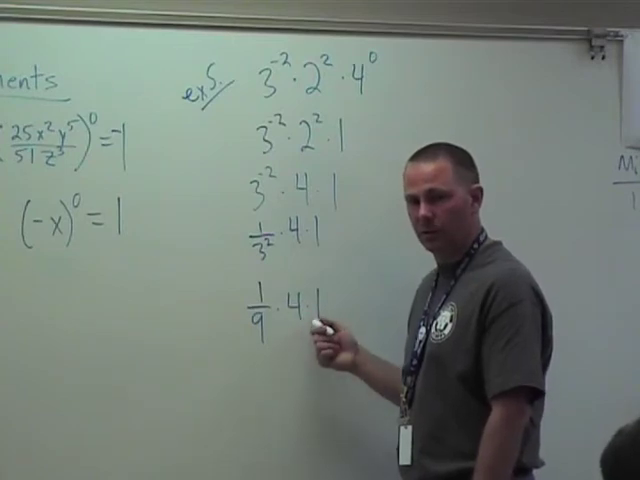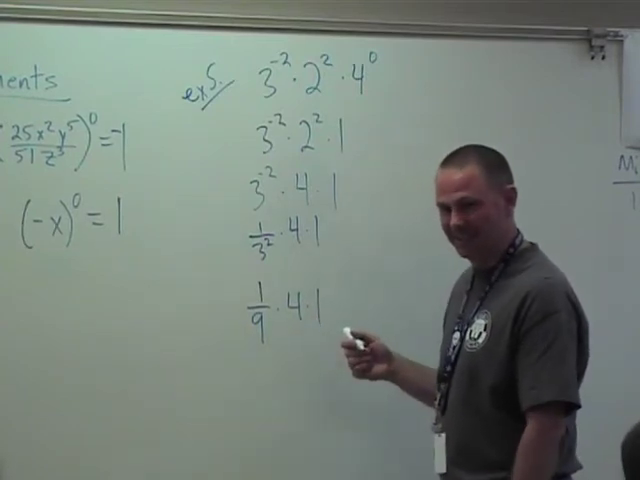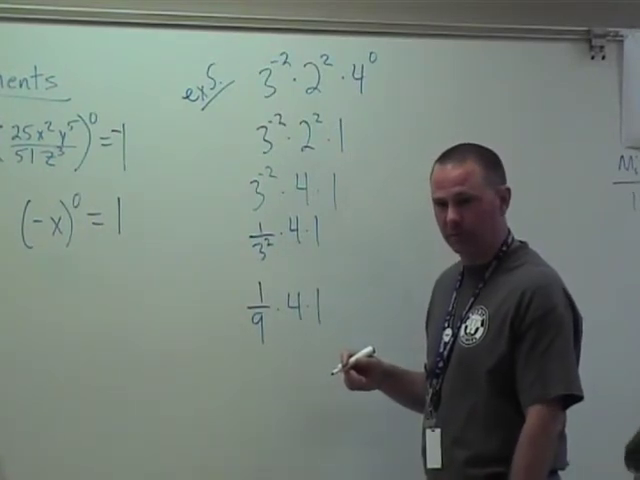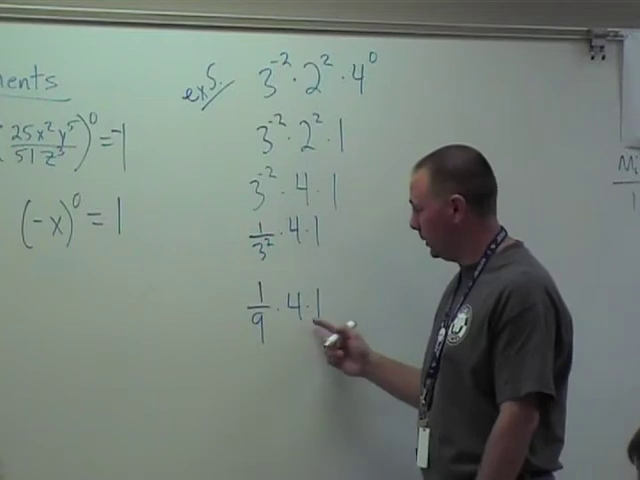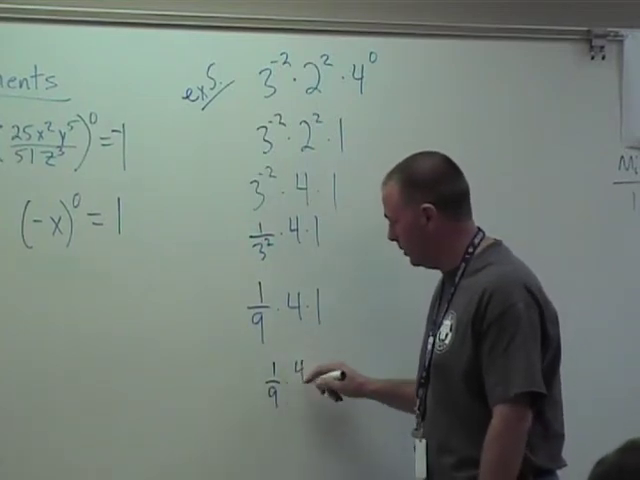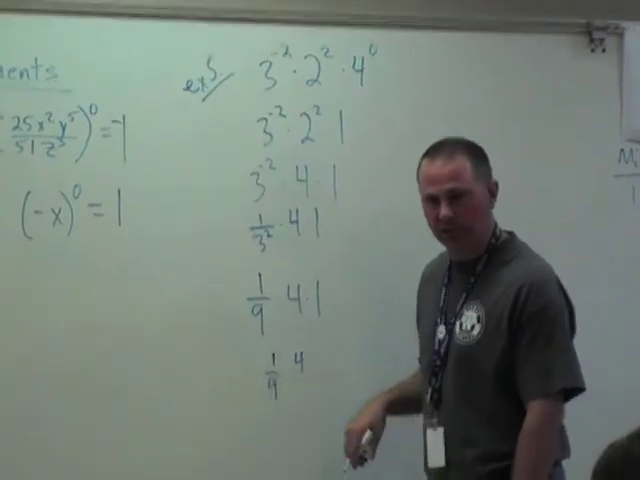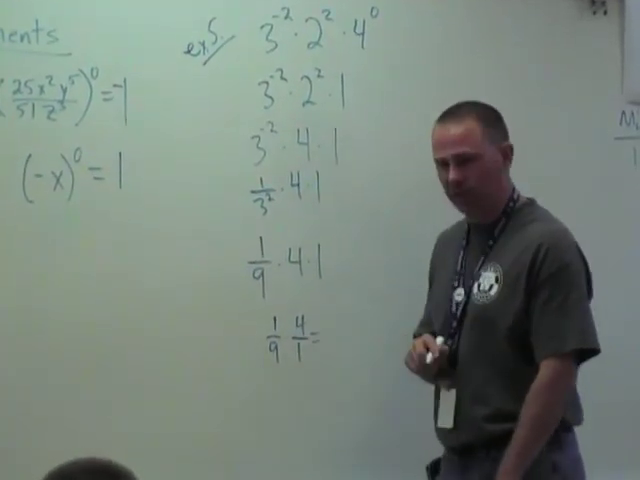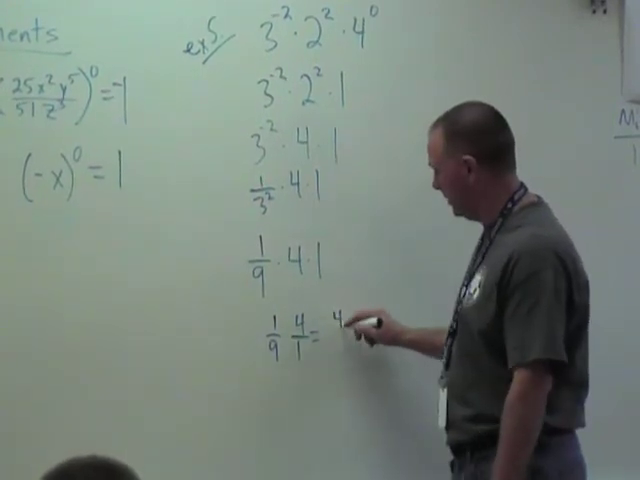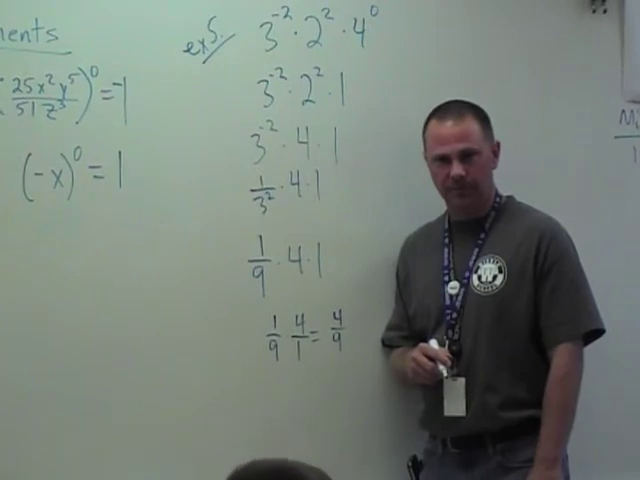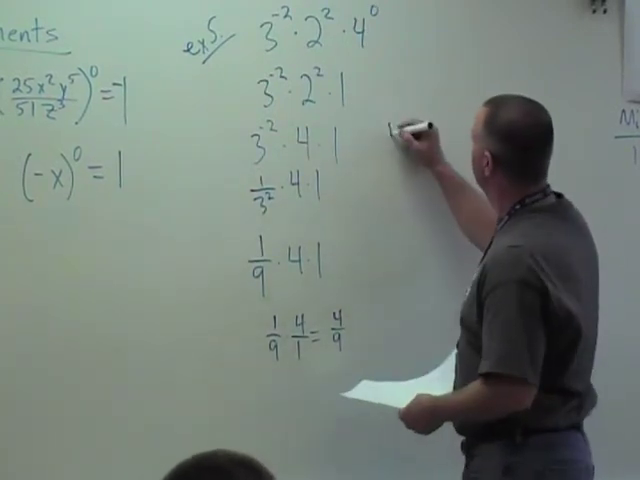You want to do the 4 times 1? You're doing everything right so far. Why don't we do 4 times 1? 4. Yeah. 1 over 9 times 4. What's 4 as a fraction? 4 over 1. Now how do you multiply fractions? Yeah, that's the answer. Unless you can reduce it. And no, you can't. So you're done.